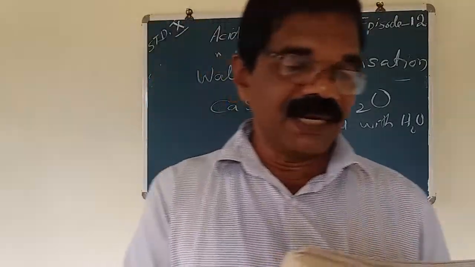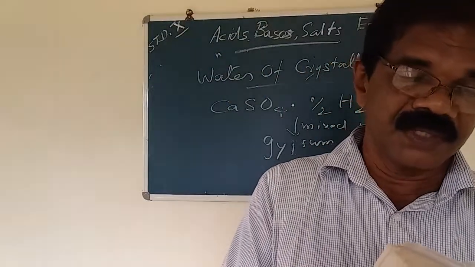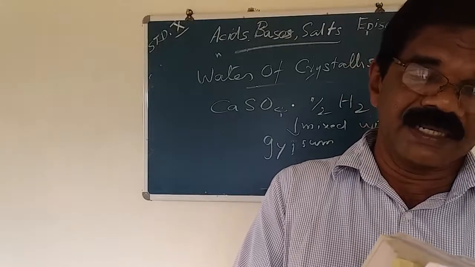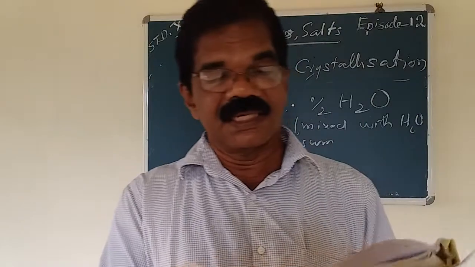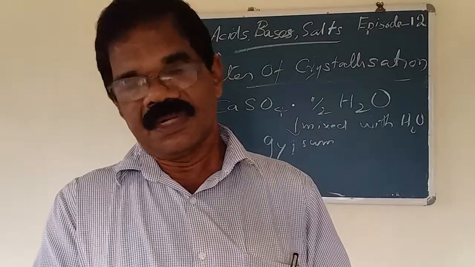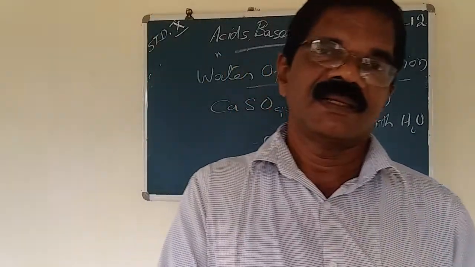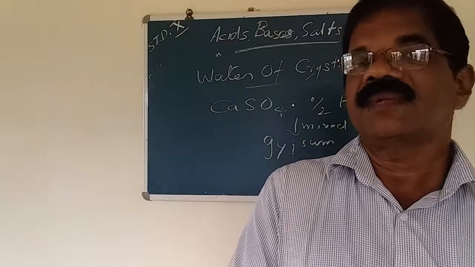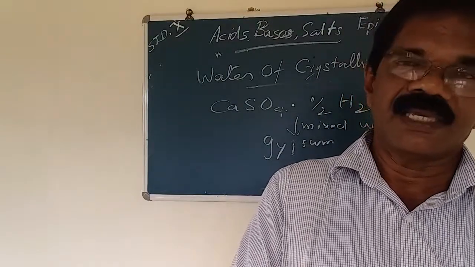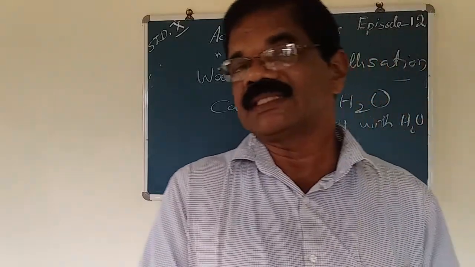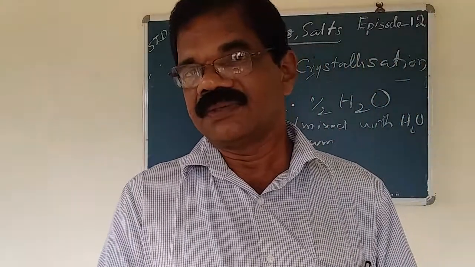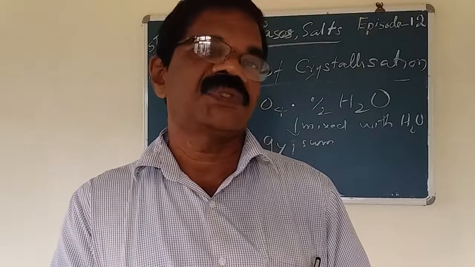Next, what will happen if a solution of sodium hydrogen carbonate is heated? Give the equation of the reaction. Today we learned how we can produce sodium carbonate, Na2CO3, by heating sodium hydrogen carbonate. 2NaHCO3 gives Na2CO3 plus H2O plus CO2.